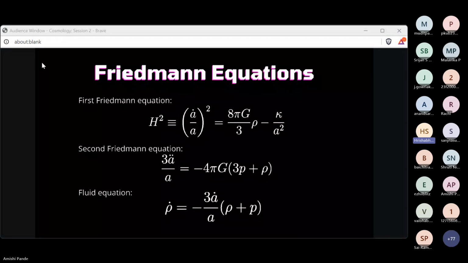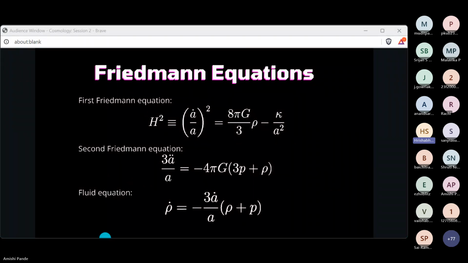So I would repeat the theoretical statement of the first Friedman equation. It says that the rate of change of scale factor, or the expansion of the universe, is dependent upon the contents present in the universe and the curvature of the universe, whatever that may be. This statement is very important. This is what the first Friedman equation tells you.